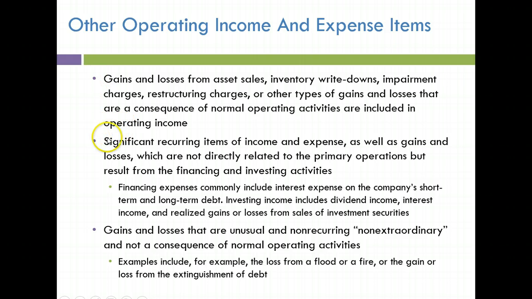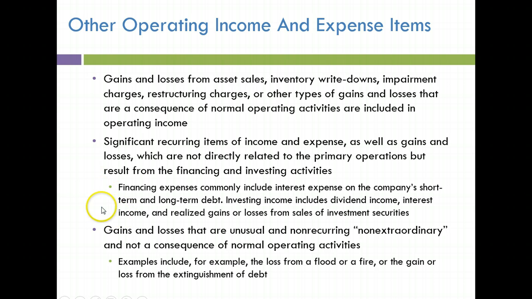So this is where we're going to have all of these unique items related to the business, but not the revenue generation. Then we've got items that are recurring, which are not directly related to primary operations that result from the financing activities of a company and the investing activities. Usually you're going to see interest, short and long-term debt, dividends, interest income and interest expense, and gains and losses of selling investments.